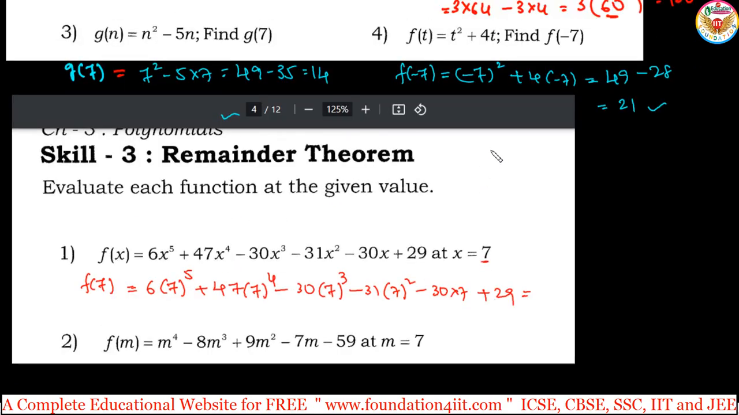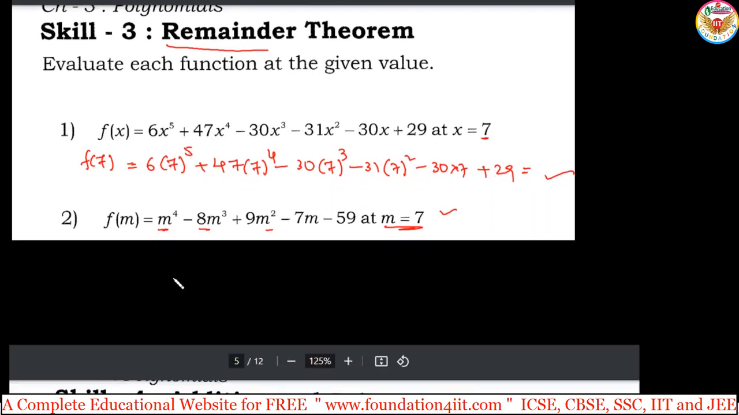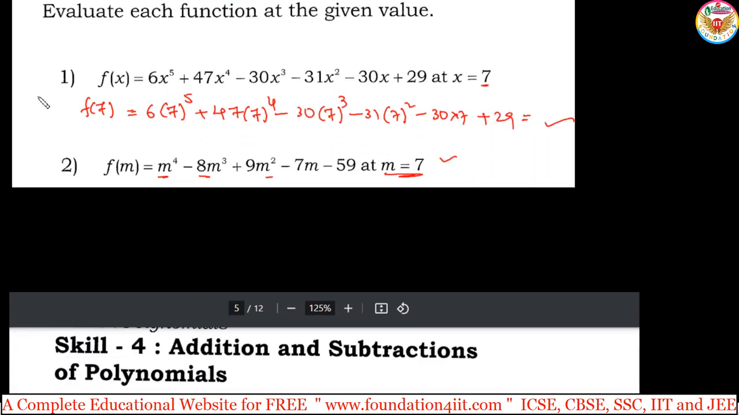Same as we did previously, you just have to substitute the values. When you are asked for the remainder at a particular value, you replace that value in the place of the letter. Then you can simplify and you will get the answer. Same way for the second also. So whenever the remainder is asked, that is the method you can follow. Okay, just substitute the values and simplify, you will get the answer. Even here also m is 7, right?